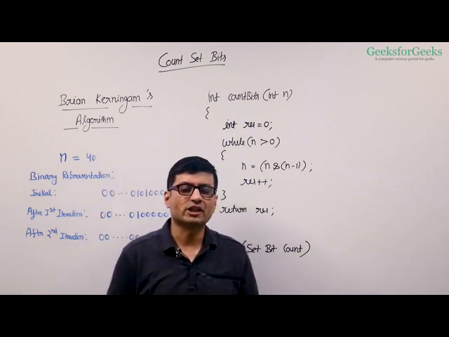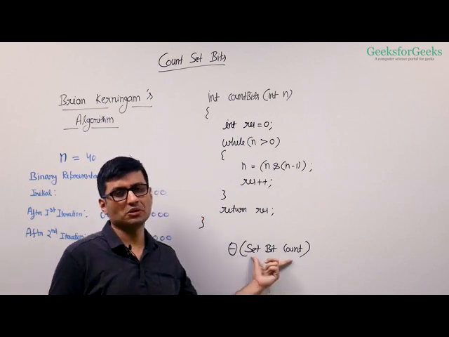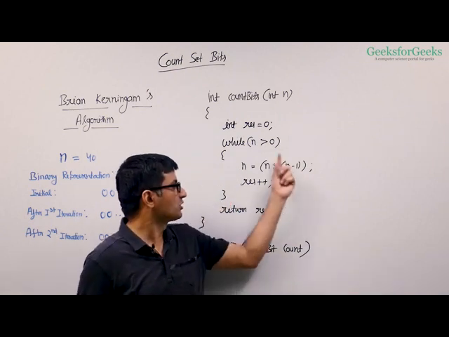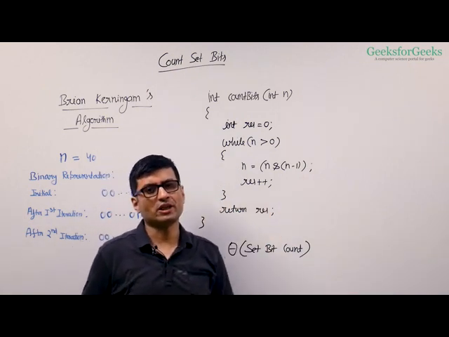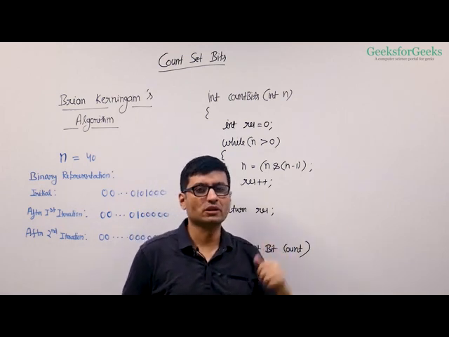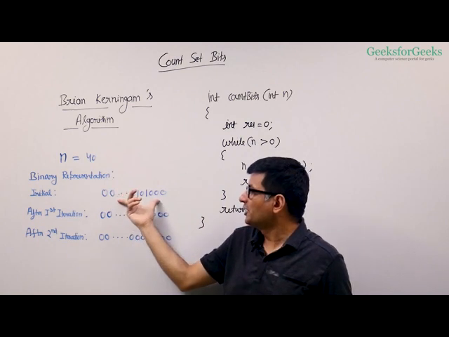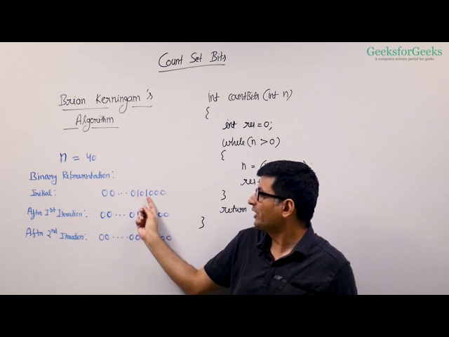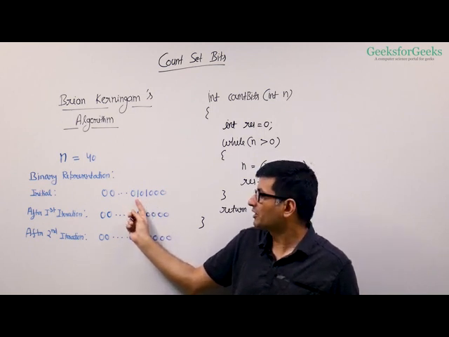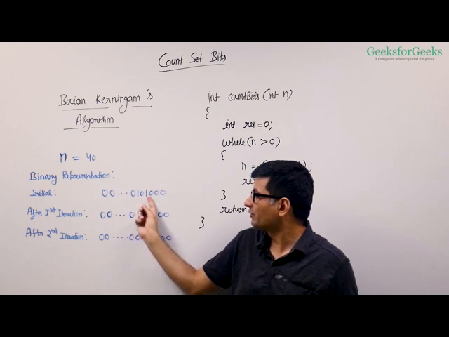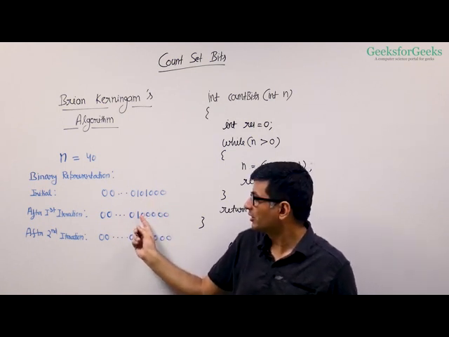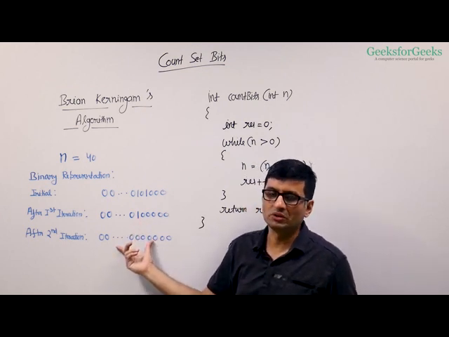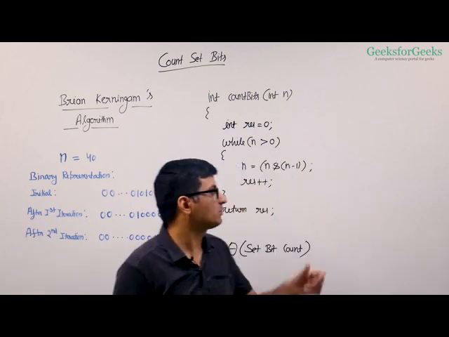This algorithm takes time equal to set bit count. So if your number has only 2 set bits, then this loop is going to run 2 times only. And if your number has 4 set bits, then it's going to run 4 times. If your number is 40, initially this is your binary representation. You have bit set for 8 and then 32. After first iteration, this bit is going to get turned off, right? And it's going to become 32. After second iteration, this bit is also going to get turned off and it's going to become 0. And when it becomes 0, you are going to stop.